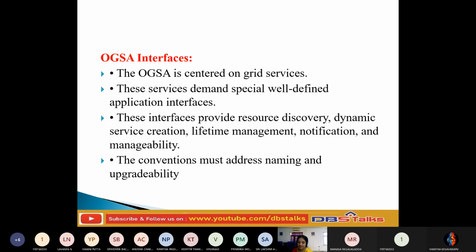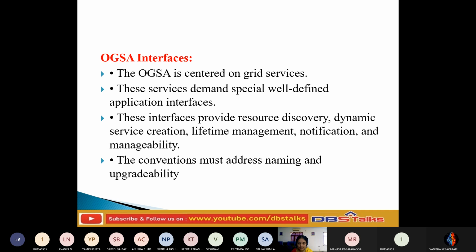So in the OGSA interface, we have OGSA at the center of the grid services. It demands that these services be specified with well-defined application interfaces. Those interfaces provide resource discovery, dynamic service creation, lifetime management, notifications, and manageability. In this we have two properties, that is transience and statefulness. What is meant by transience? It means the service is created or destroyed dynamically, and stateful means it can distinguish one service instance from another service instance. So this is called the OGSA interface.